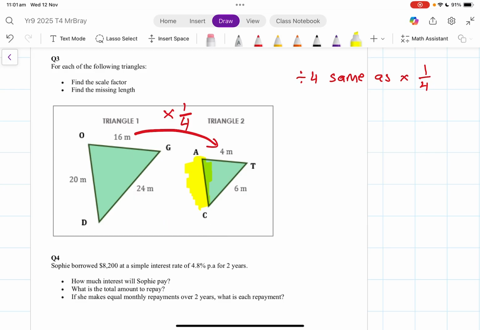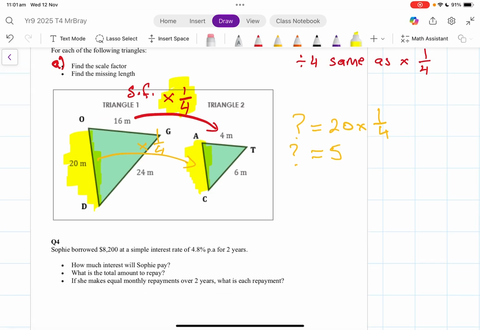So let's have a look. What's my corresponding side with the unknown side? That's this one over here. So to go from 20 to the unknown, we have to multiply by 1 over 4. The unknown side is going to be equal to 20 times 1 over 4, which is the same as dividing 20 by 4, so it is 5. The unknown side is worth 5. Okay, so when it asks for the scale factor, like part A here, find the scale factor, that was my answer there. Right, the scale factor is 1 over 4. And when it asks for the missing length, that's my answer there for part B, so to speak.